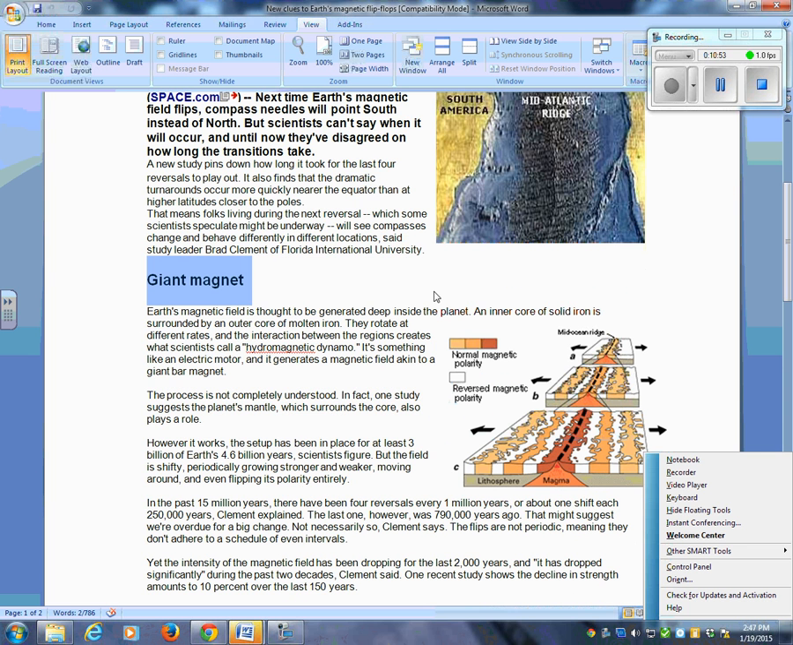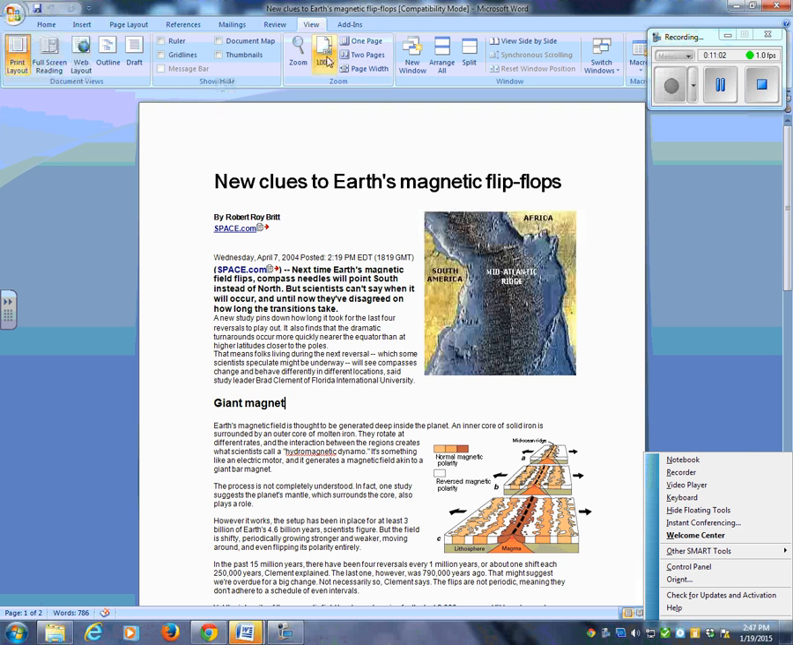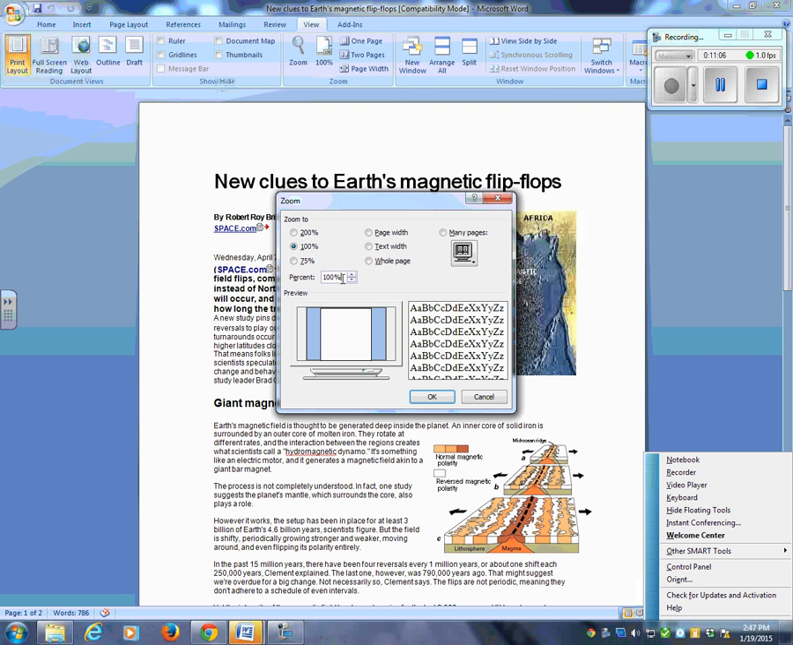So, Earth's magnetic field is thought to be generated deep inside the planet. An inner core of solid iron is surrounded by an outer core of molten iron. I'm just going to make that a bit bigger for my poor little eyes here. Let's go 150%. That's better, okay.